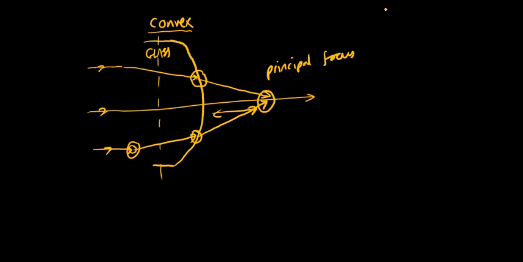So if this angle was steeper, the refraction would be greater. If it was a shallower angle, the refraction angle would be less. So this distance from the center of the lens here to our principal focus, we are going to label as the focal length.